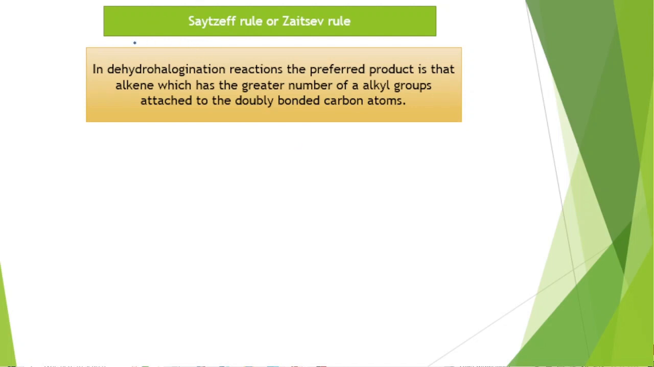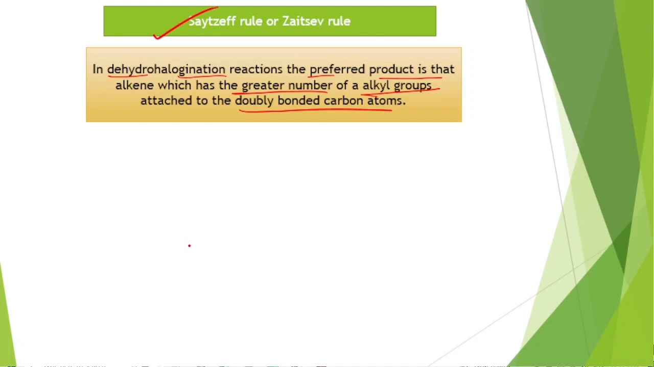Moving on to the Saytzeff rule. This is very important. In a dehydrohalogenation reaction, you know what dehydrohalogenation is, right? So hydrogen will be removed and halogen will also be removed. The preferred product is the alkene which has the greater number of alkyl groups attached to the double bonded carbon atoms.